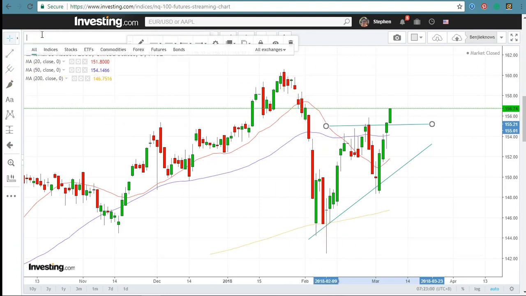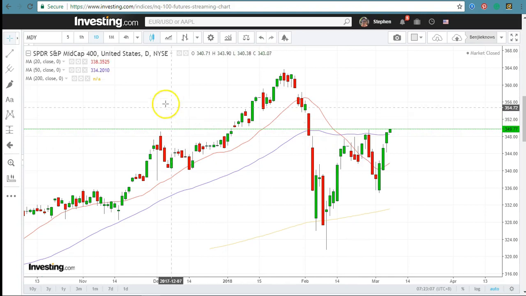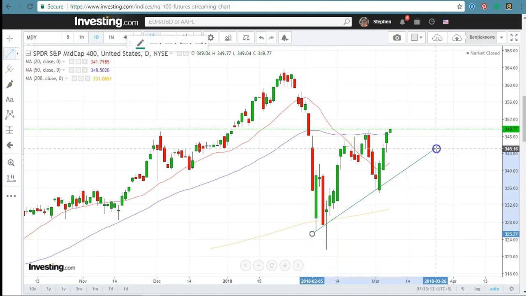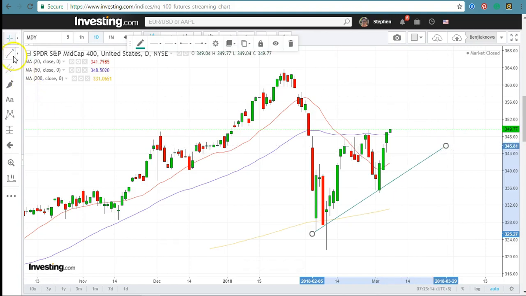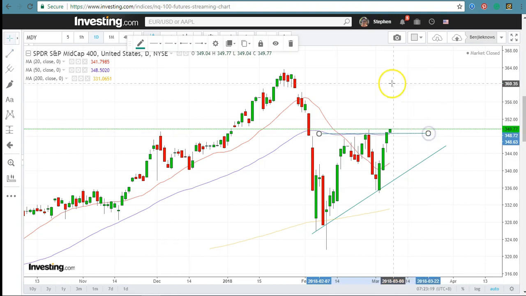Let's take a look at the mid caps as well. Now the mid caps, we can also say that it is trying to break out of this pattern. I'm not very sure whether it's a very clean ascending triangle or not. Usually if it's like that, I won't be trading it. I like clean ones, nice ones, but for the purpose of analysis, we can still draw a triangle like that.